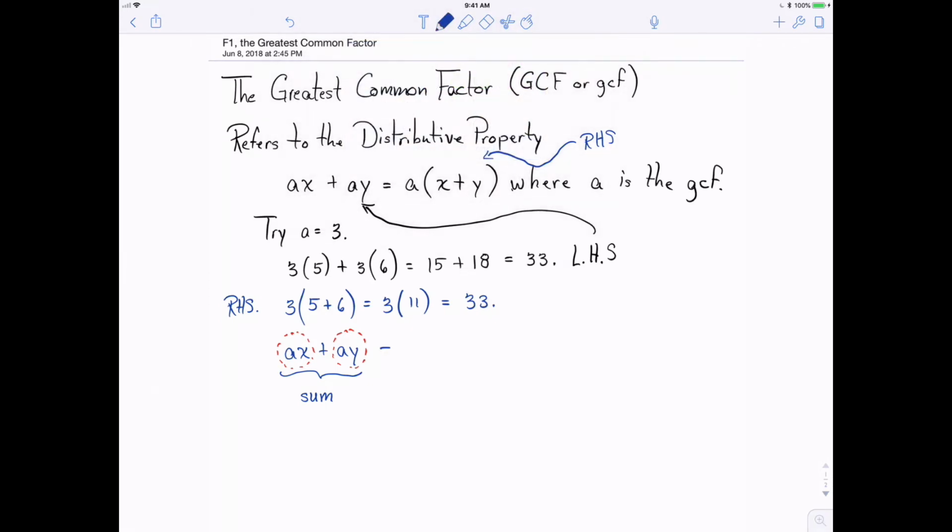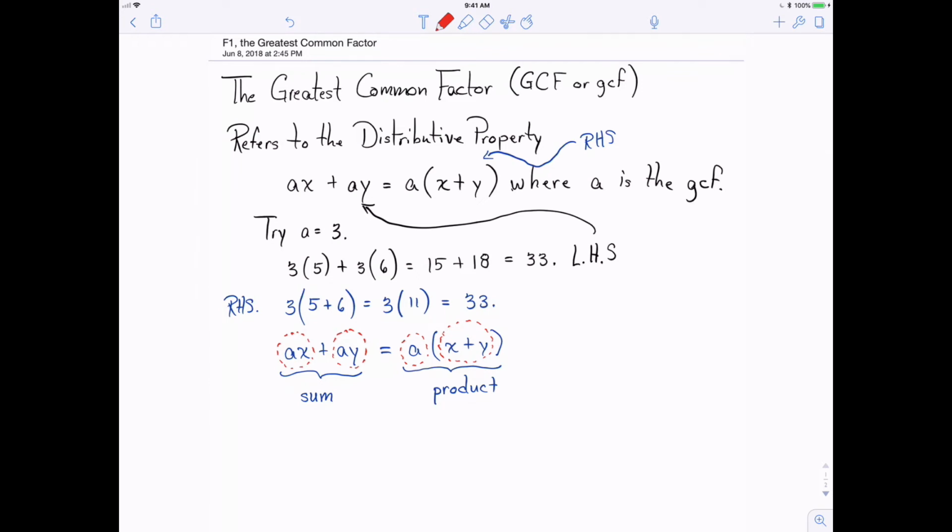Now, if I write this the other way as a times x plus y, we say that this side of the equation is a product. The reason is that now we're multiplying the number a with the number that results from first adding x plus y, because the order of operations would tell us to first add x plus y because it's in the parentheses. So the last thing we would do is multiply. So the distributive property allows the sum of two numbers to be written as a product of two numbers.